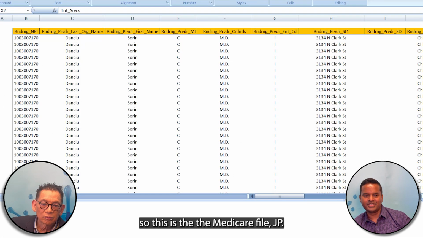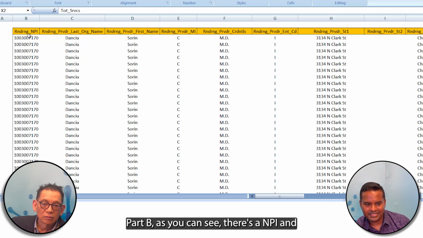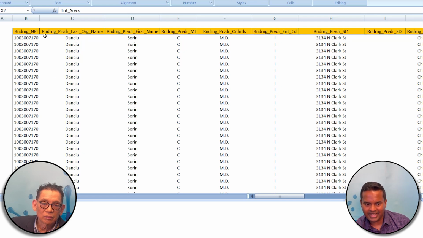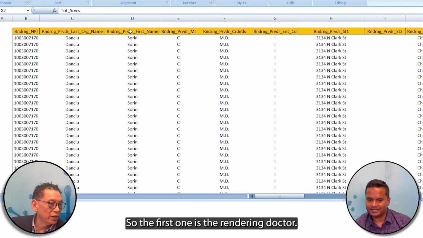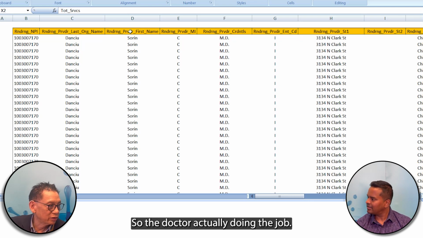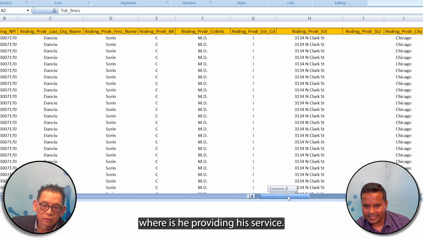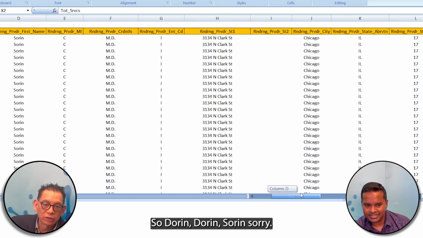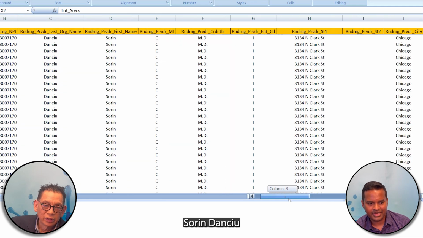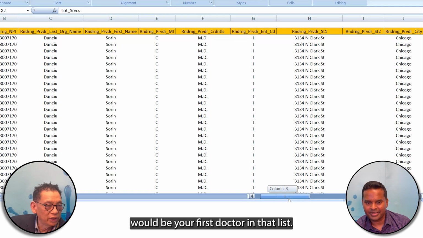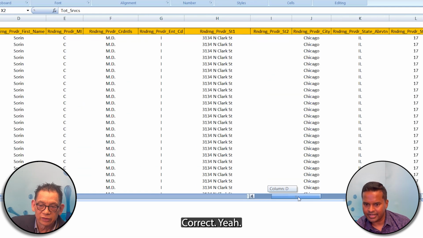So this is the Medicare Part B file. As you can see, there's an NPI, and then we see the physician. The first one is the rendering doctor, the doctor actually doing the job. We see the rendering physician and where he is providing the service. Sorin Dansu would be your first doctor in that list.